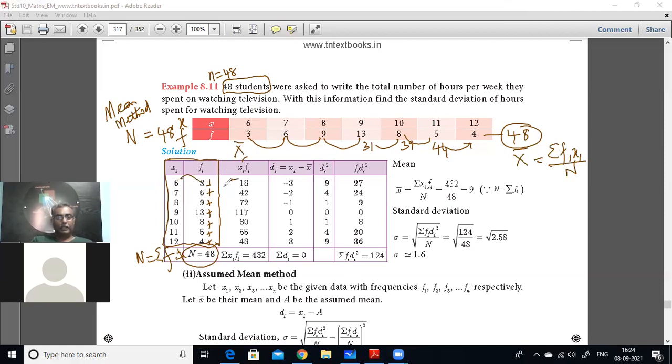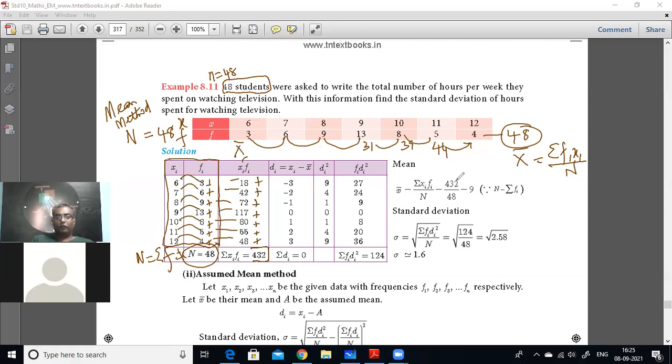6 into 3, 18. 7 into 6, 42. 8 into 9, 72. 9 into 13, 117. 10 8s are 80. 11 5s are 55. 12 4s are 48. Now you calculate the sigma, add all this. What you get? You get 432. So sigma xi fi is 432, and sigma f is equal to n is equal to 48.